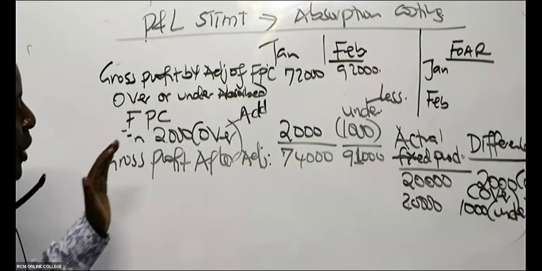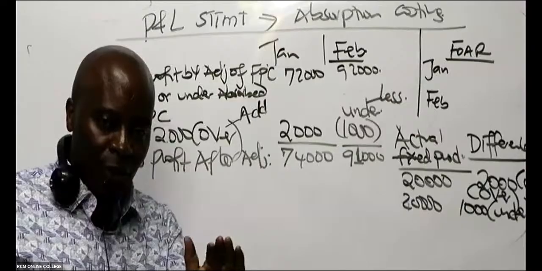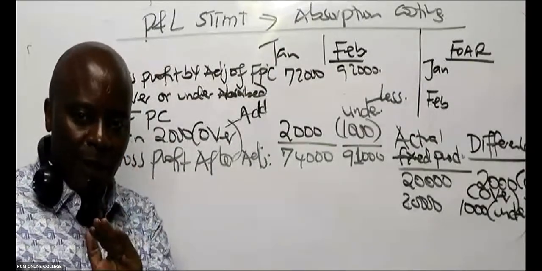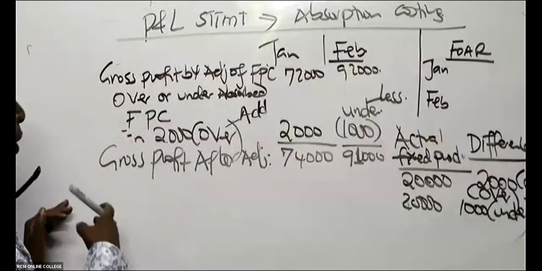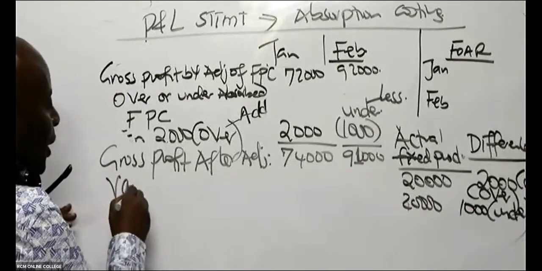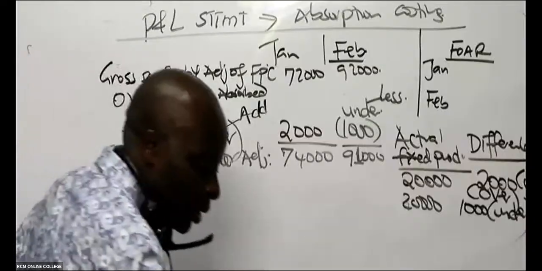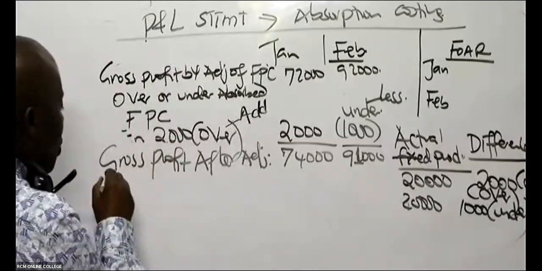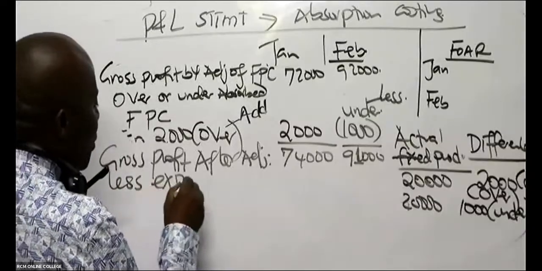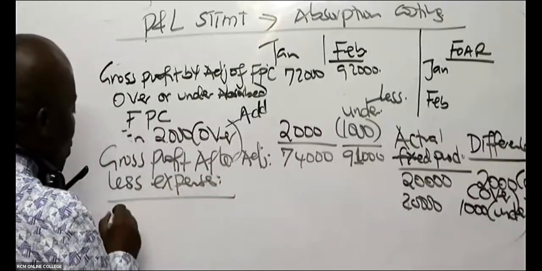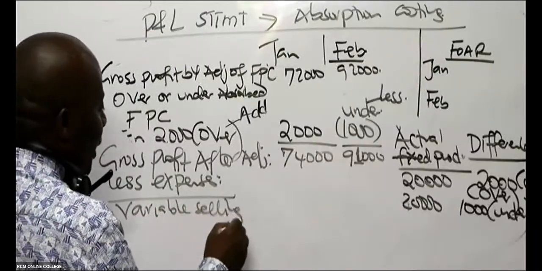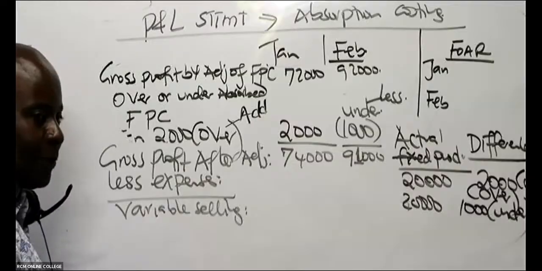Now, ladies and gentlemen, after that we shall be able to consider the other expenses. Remember, this is post-production. So post-production, now we bring on board the selling expenses. And there are two. So you say less expenses. We have here variable selling and a fixed selling.